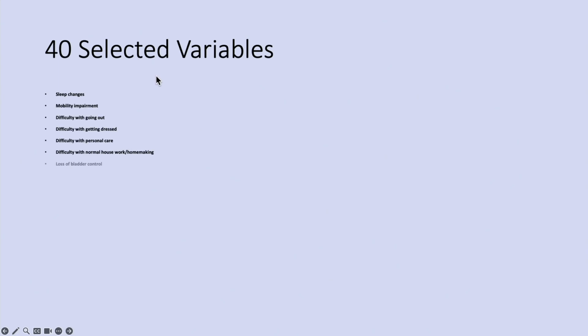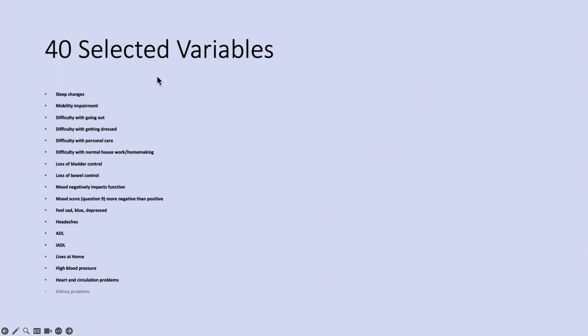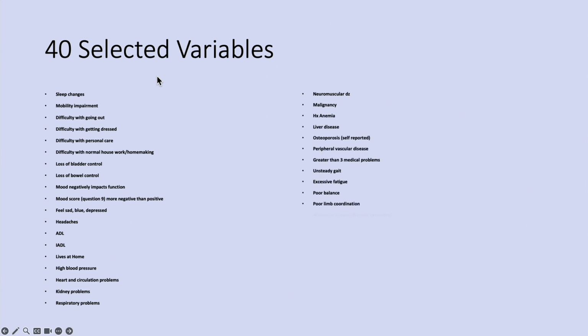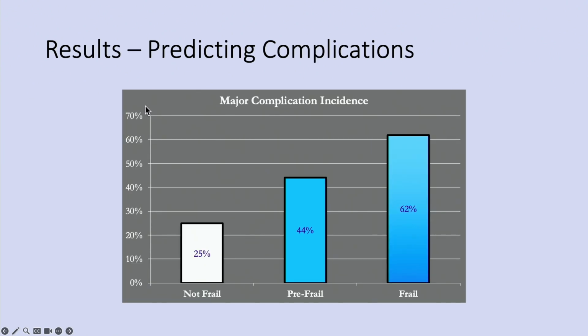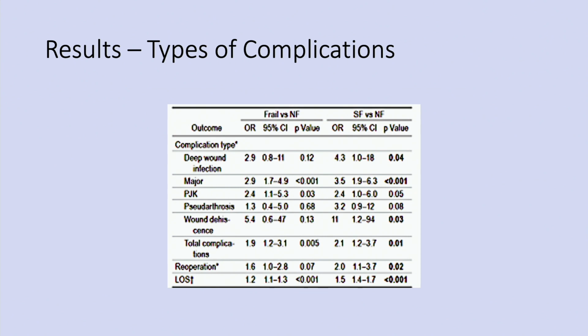ended up being 40 variables, small print here, but ultimately things that we really do care about with respect to spine surgery. And this was published in Neurosurgical Focus, and it really did hold up in that when you stratify patients based on non-frailty or increasing severity of frailty, they did report increased risk of complications, at least in deformity surgery. This predicted all the major complications that you'd expect from deformity surgery: PJK, wound infection, pseudarthrosis, and also hospital length of stay.